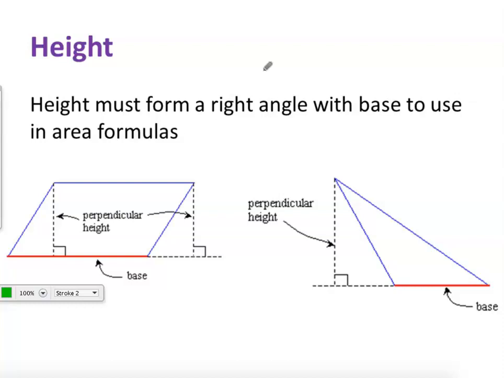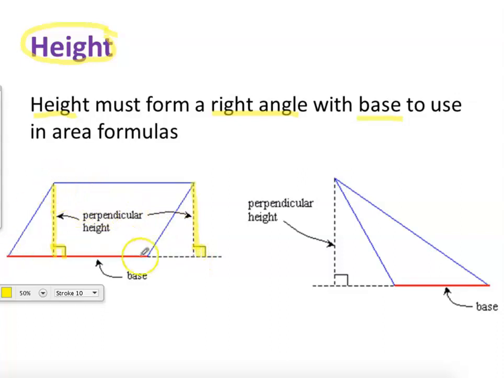But what's important is that we remember, when we find areas and we measure the height to use to find the areas, that the height has to form a right angle with the base. So whenever we have a figure, the height has to form a right angle with the base in order for it to be the height.